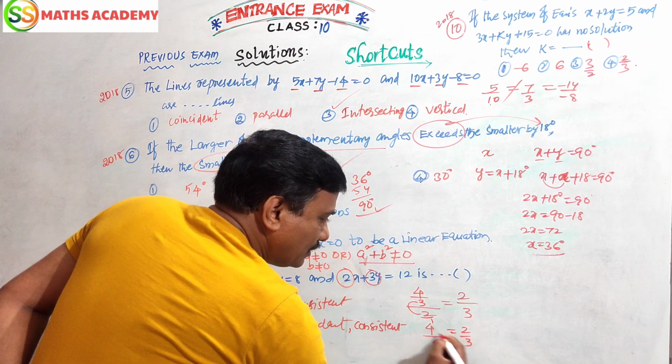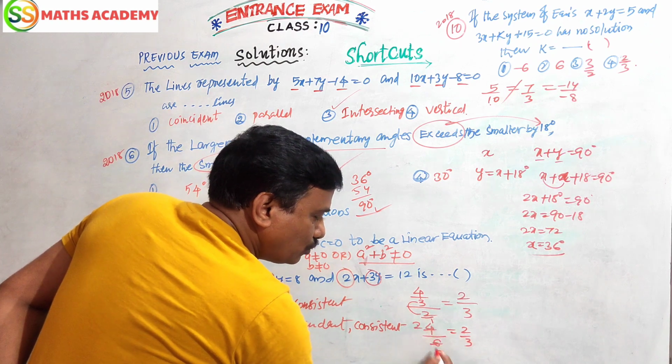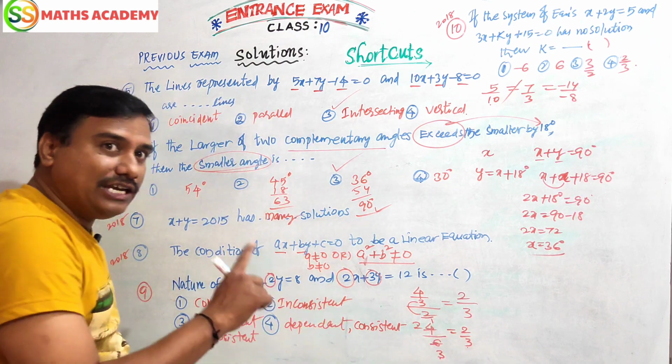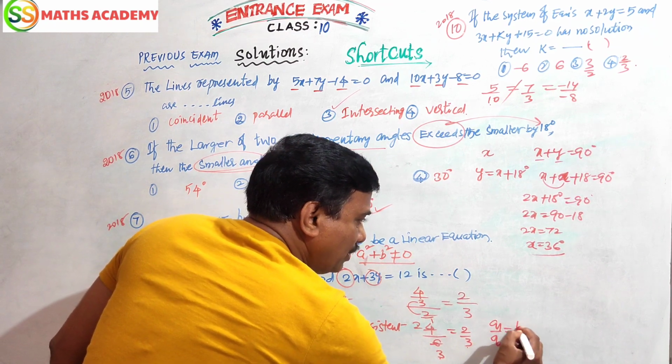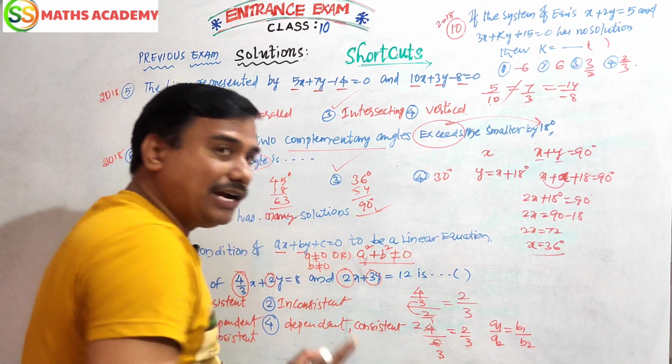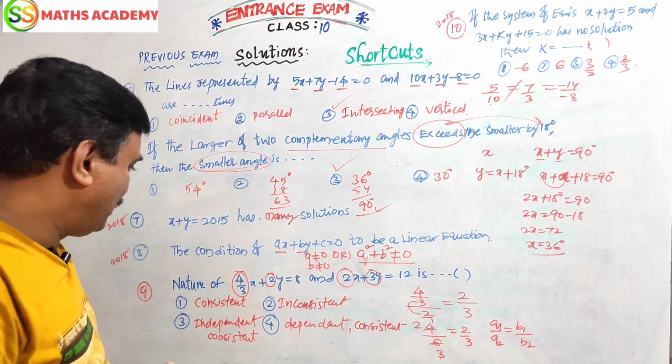So 2 by 3, 2 2s are 4, 2 3s are 6. So 2 by 3 equals 2 by 3. So a1 by a2 equals b1 by b2. Now we have to check c1 by c2 also.